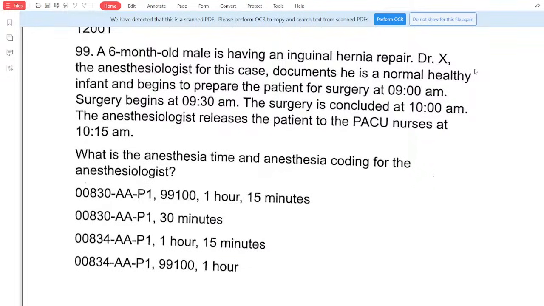Yes, 00834 is not reported with 99100. Don't need to report that. Option C, 00834 already contains the 6-month-old baby. The 6-month-old baby's code is also present in 00834. You don't need to report it separately.